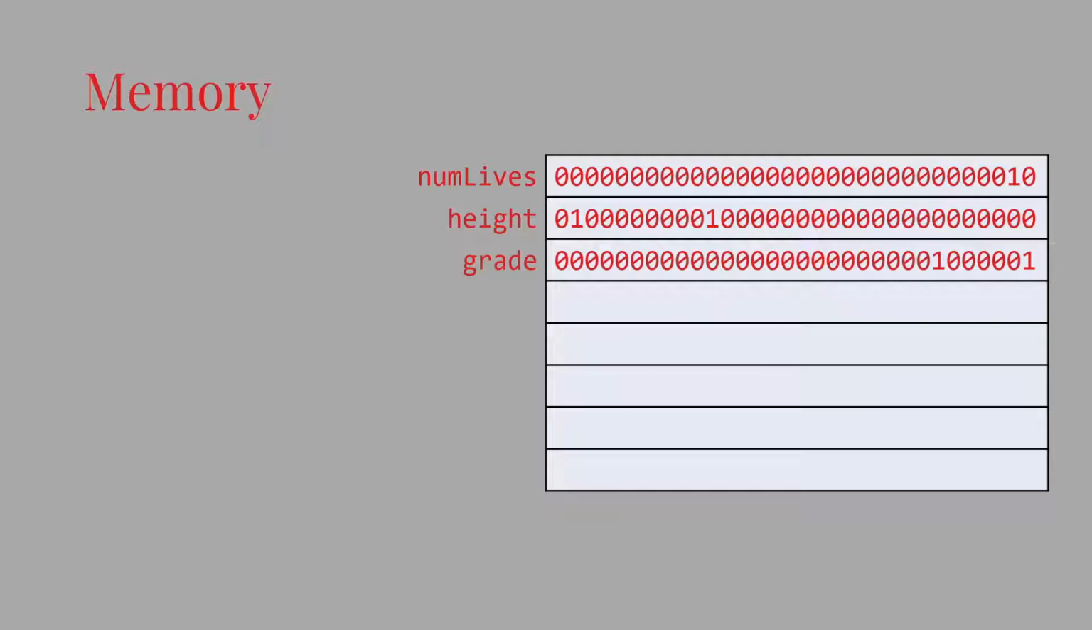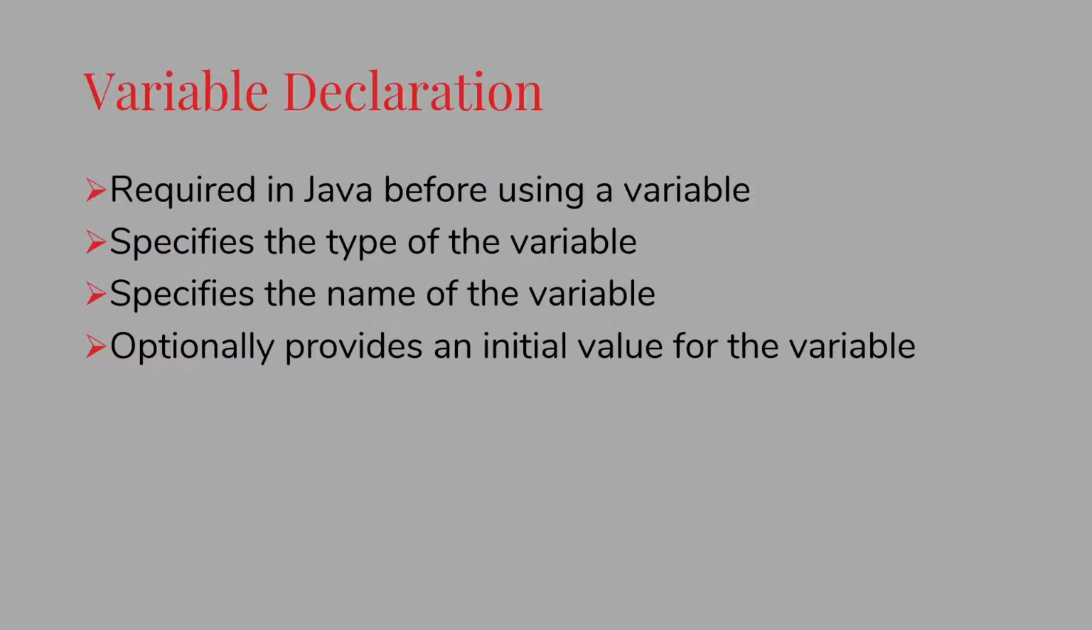In Java, before we can use a variable, we have to declare it, which tells the computer what kind of data the variable is allowed to hold, which then tells it how to interpret the data stored in the variable when we use it. In a variable declaration, we specify the type of the variable, the kind of data it holds, and the name of the variable. We may also choose to give the variable an initial value, but that's not required.